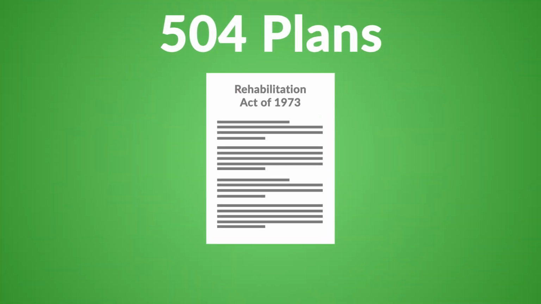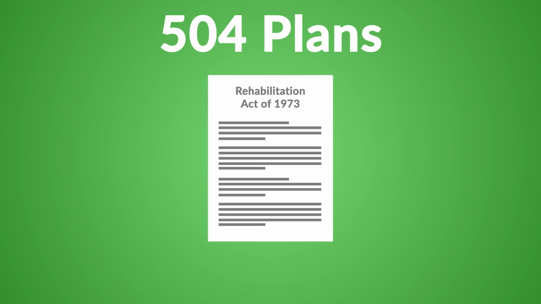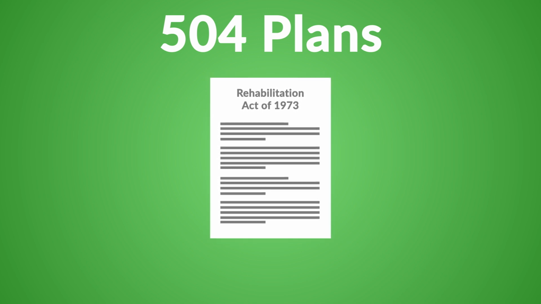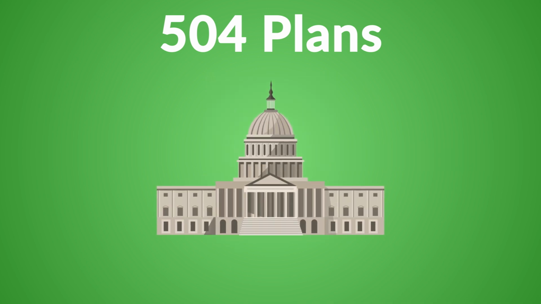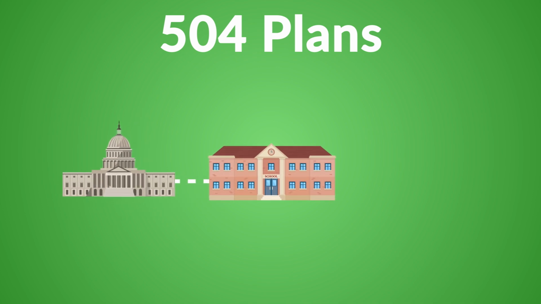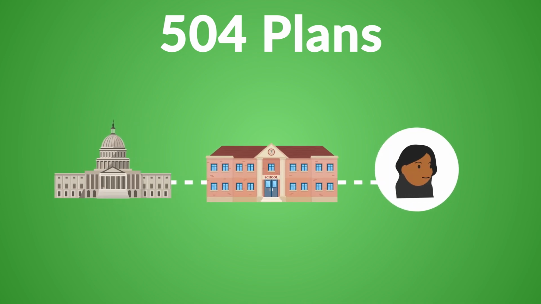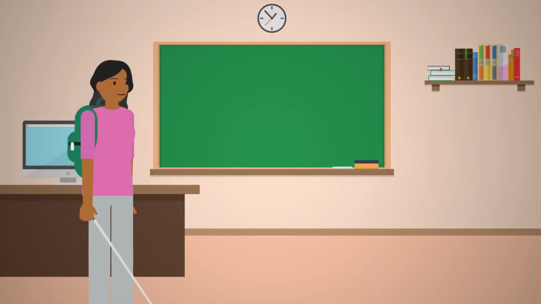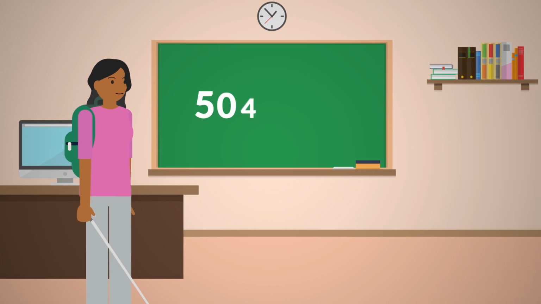504 plans are based on Section 504 of the Rehabilitation Act of 1973, which prevents any entity that receives federal funding, like public schools, from discriminating against students with disabilities. A student has to be evaluated by the school to qualify for a 504 plan.